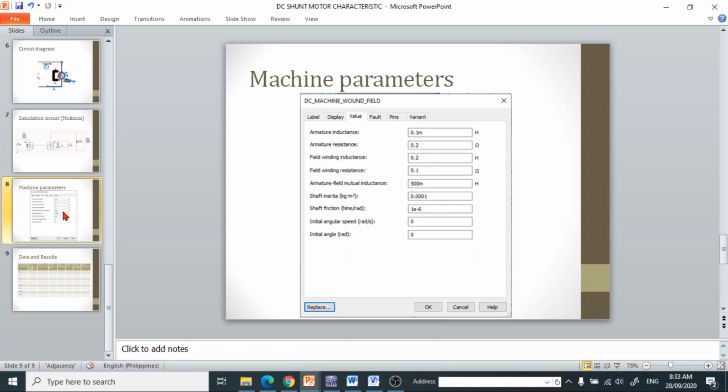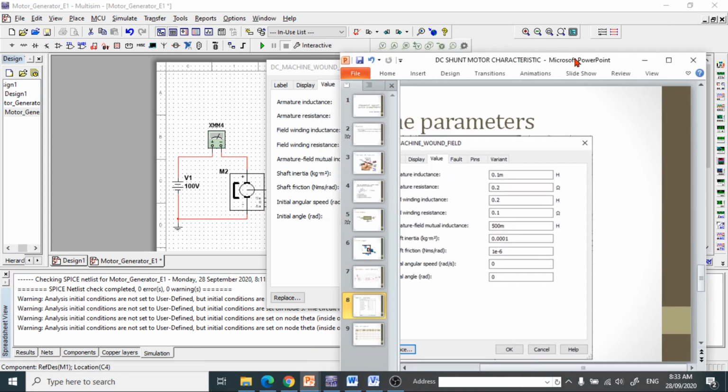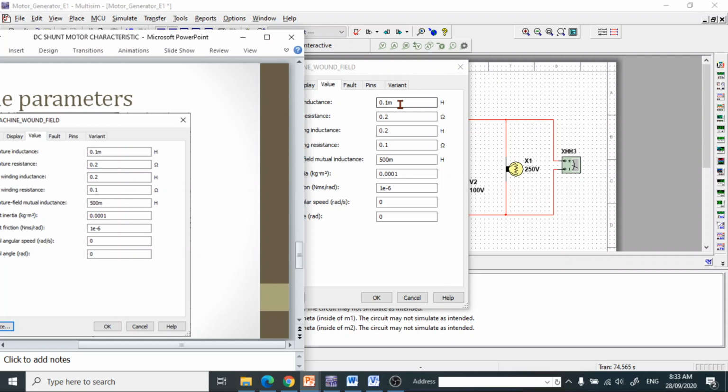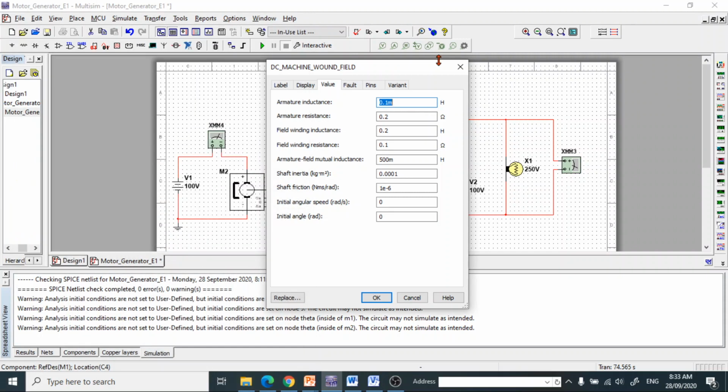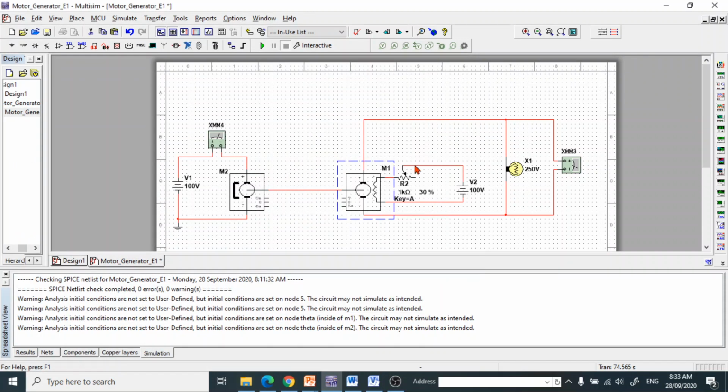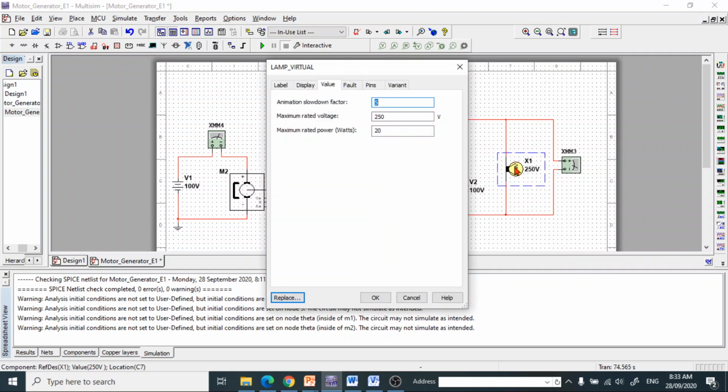Okay, so you have there 0.1, 0.2, 0.2, 500. They are the same. Okay, so the lamp: the maximum rated voltage for the lamp is set to 250. Then we'll try to vary the rated power of the lamp and observe what will happen to the output of the DC motor.